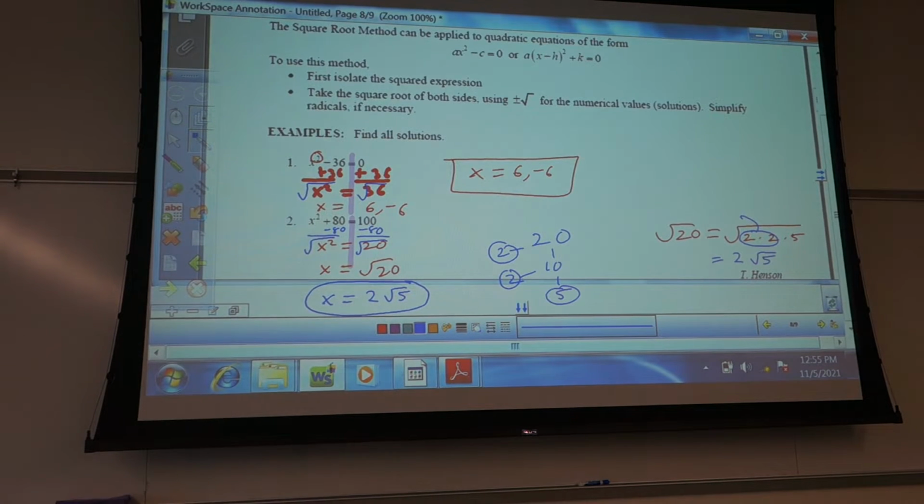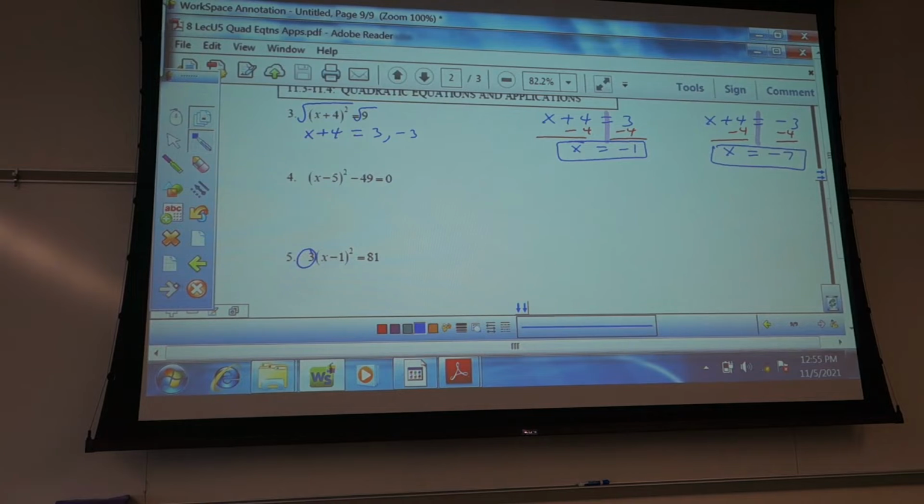Now let's take a look at the next one. We did 3, we're going to look at 4. So for 4, I need to get the square root by itself. It has this negative 49 here. I need to get rid of that. How do I get rid of subtracting 49? Add 49 to both sides. So then I'll have x minus 5 squared equals 49.